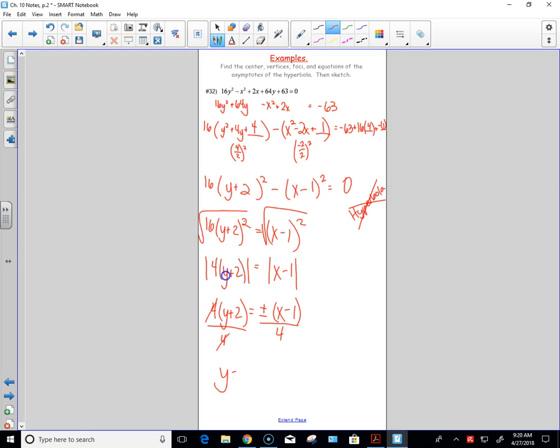Yeah. Y is equal to plus or minus 1/4 times x minus 1, minus 2. This looks an awful lot like a line. 2 lines. Yes.